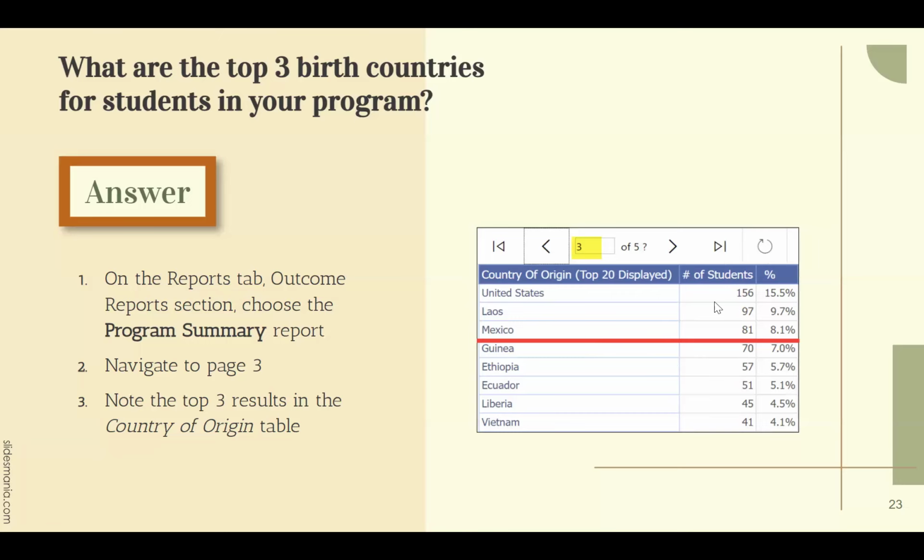I see Somalia, Ethiopia, Mexico, unreported. You can make a student record without putting their birth country in there, so you might have some unreported.